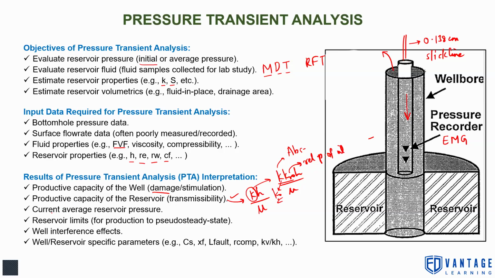And we can also find the current average reservoir pressure. We can find the reservoir limits. We can also understand well interference effects based on interference testing. And we can find the well or reservoir specific parameters like wellbore storage, thickness of fracture or length of fault, composite radius and KV to KH ratio.